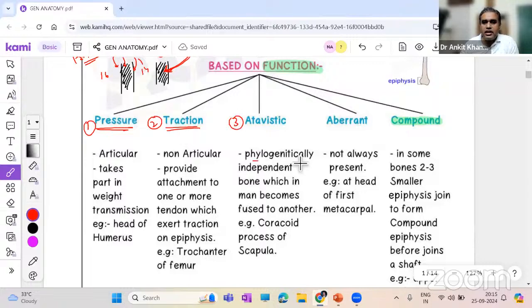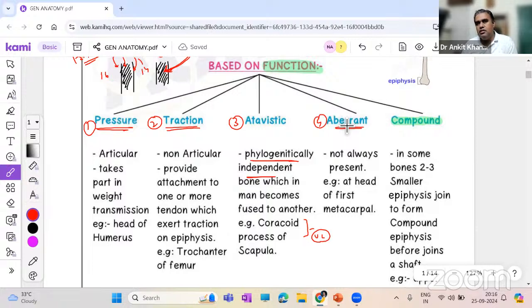Third is atavistic. Atavistic means phylogenetically it is different. It is independent. One example you already see is the coracoid part of the scapula, which you will learn more about when you go to the upper limb part, where you will be taught the bones of the upper limb, basically the clavicle and the scapula. The fourth over here is known as aberrant. Now, what is the English meaning of aberrant? Aberrant means something which is not normal, which is abnormal.